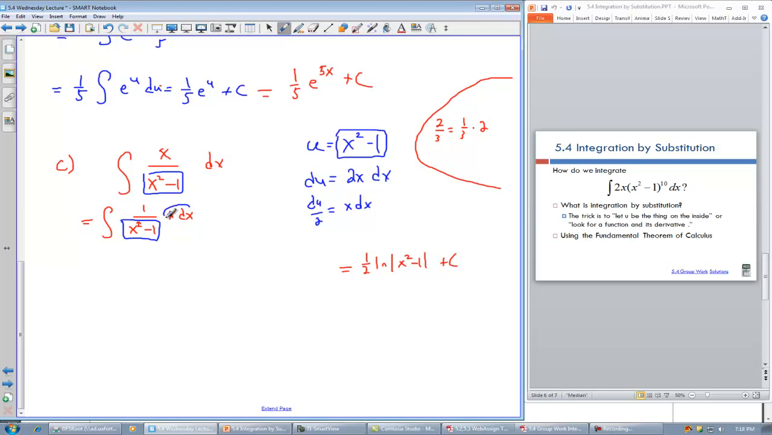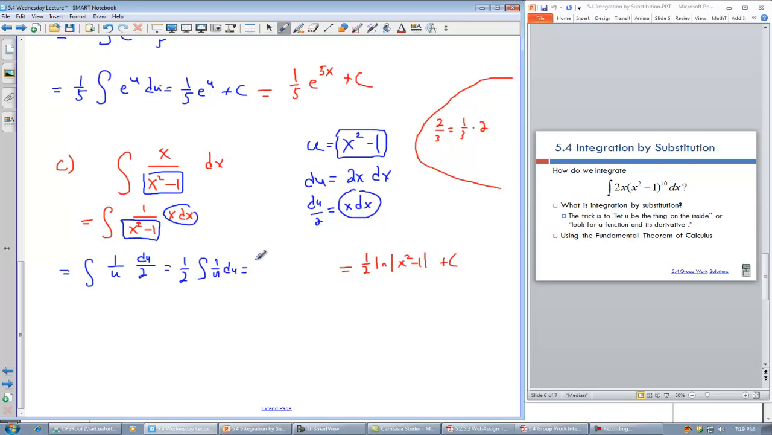And then this x dx is my what? Well, it's just my x dx right here, my du over 2. So I substitute back in. This is equal to the integral of 1 over u du over 2, because that was x dx. I can pull out the 1/2, so I can write this as 1/2 the integral of 1 over u du. And I can integrate 1 over u.